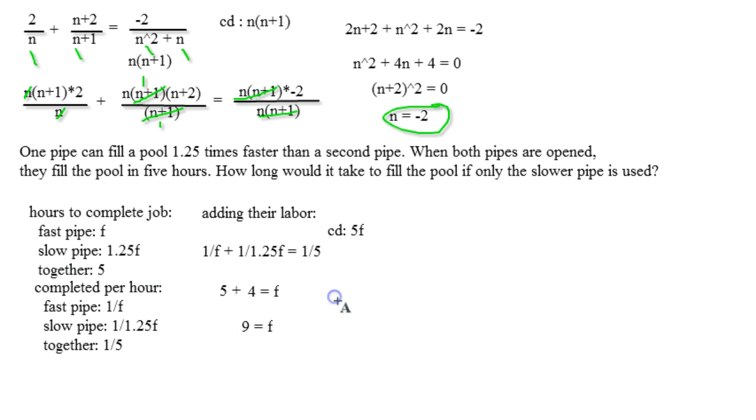Okay, now if I wanted to find the slower pipe, all I would do is plug into the equation. Okay, well, shoot, I know that the slow pipe is 1.25 times F, so it's 1.25 times 9, which is 11.25 hours. So the actual slow pipe takes about 11.25 hours.